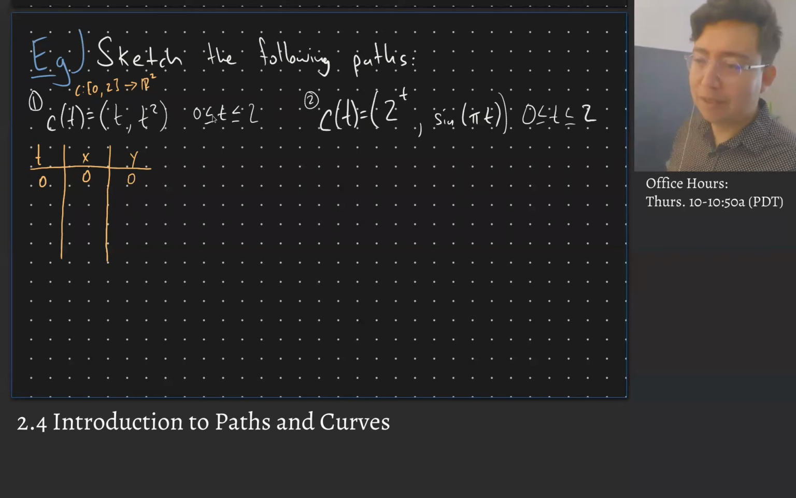I'm just going to go up to the next whole number, and so we get 1. What happens when we plug in t equals 1? Again, x is just t in this case. This is kind of a simple example. So x is just 1. And now y is t squared, and so we get another 1.